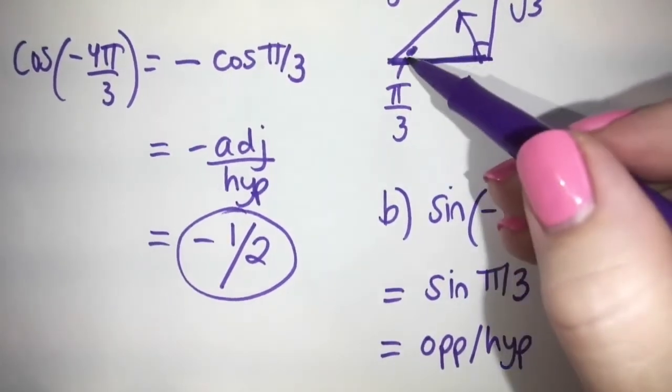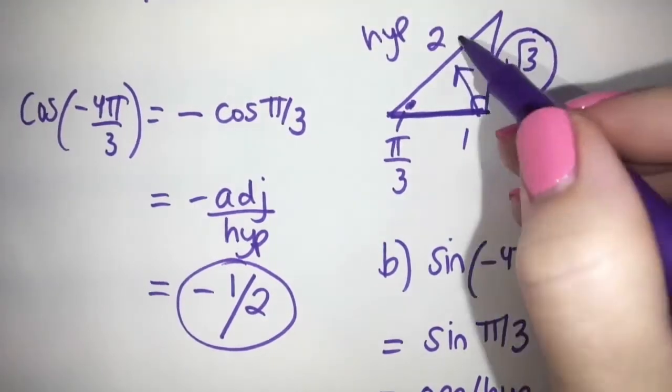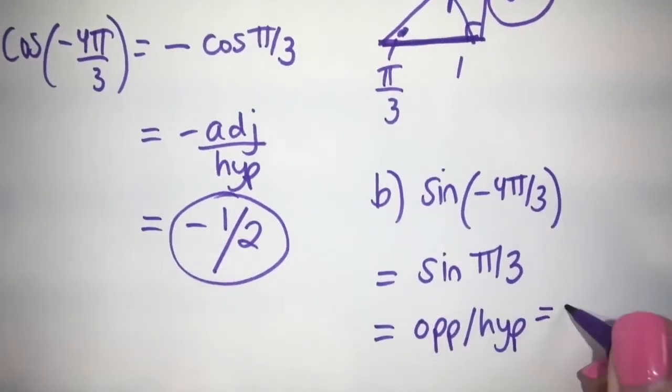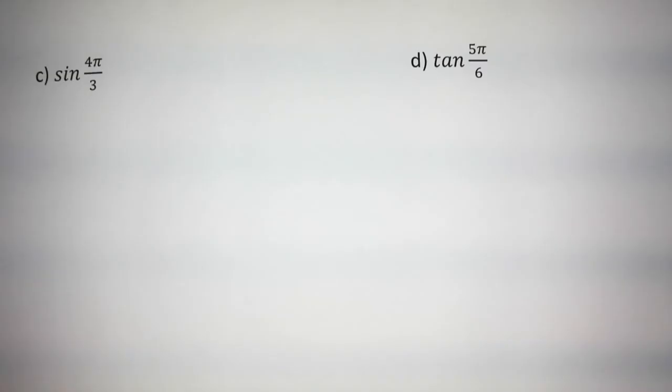And so opposite from pi over 3 is go across the triangle. So we would get root 3, and hypotenuse is the 2. So this would be root 3 over 2. And that would be our answer.